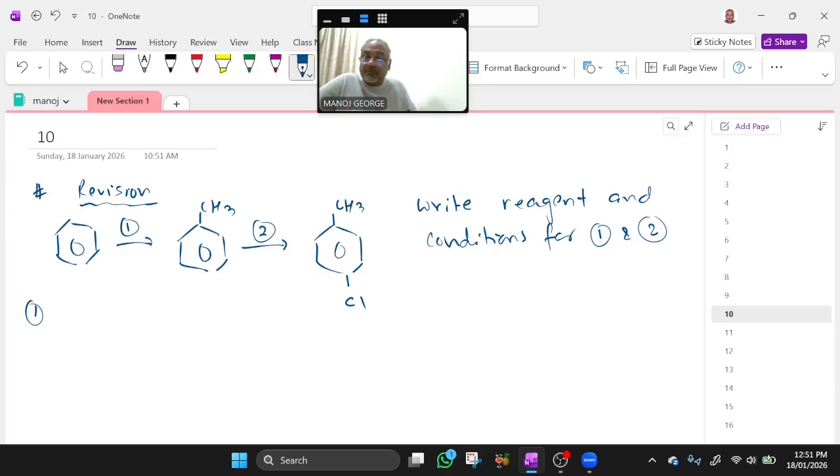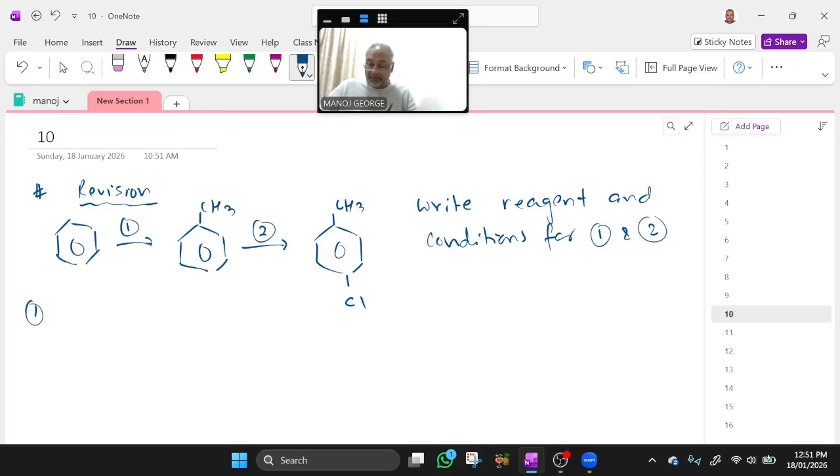So what's the first one for? Reagent conditions. You want to put the CH3 on the benzene ring. This is based on your previous class. This reaction is commonly called alkylation, sometimes Friedel-Crafts alkylation. But remember, the examiner is always looking for the name of the reaction mechanism, so always try to quote it.